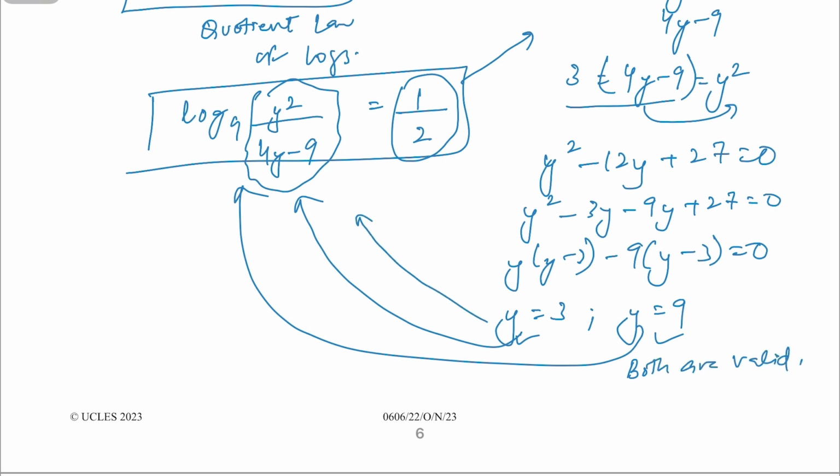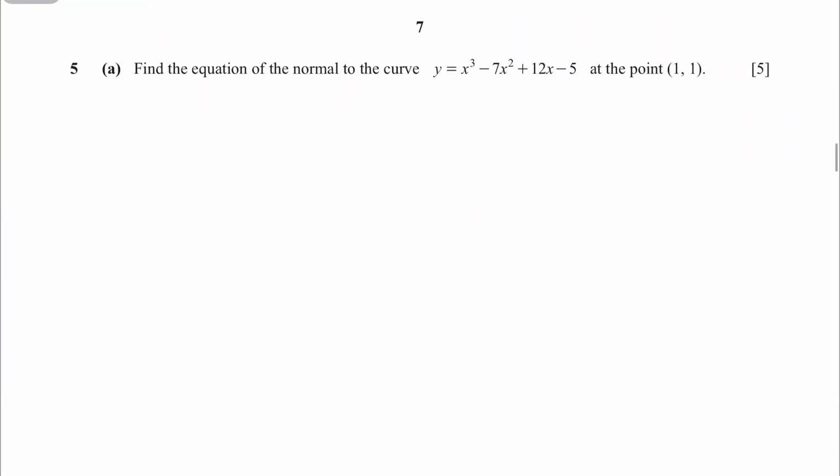You can simply do this in mind. 3 squared is 9, and then 4 into 3 is 12. 12 minus 9 is positive, so this would be all right. And then plugging in 9, y squared would be 81, and then 4 into 9 is 36. 36 minus 9 would give us a positive answer. So it is the right part.